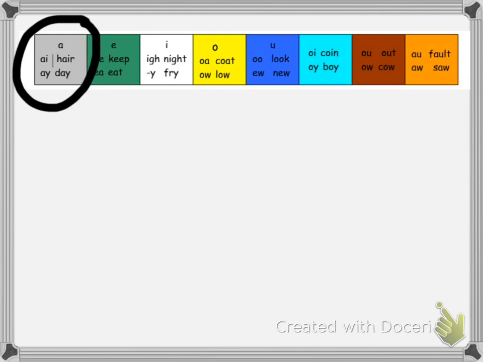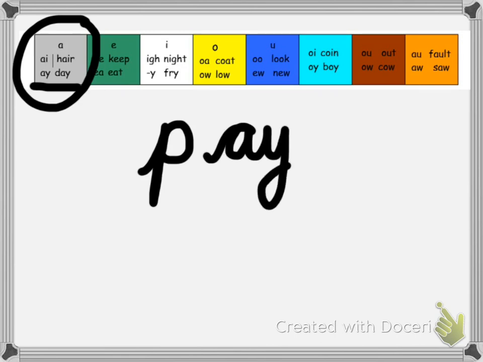So if you say the word, for example, pay, I am going to pay the person at the shop, you can use your sound fingers to think about where the A sound comes in that word. Is it in the middle or is it in the end? P, A. It's at the end of the word. So we know that it's going to be this A that we need to use, A-Y. So when we spell it, we're going to spell it P, A, Y.